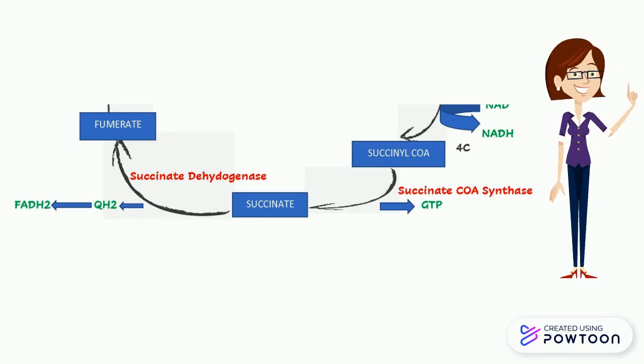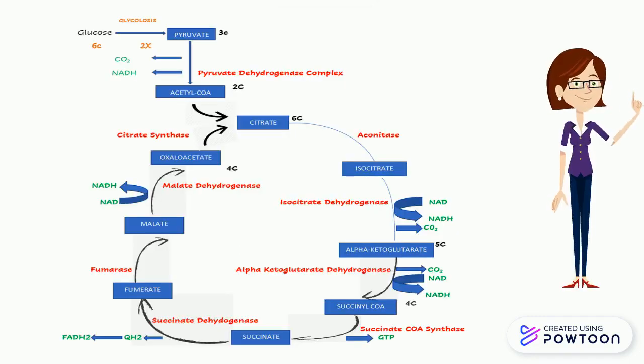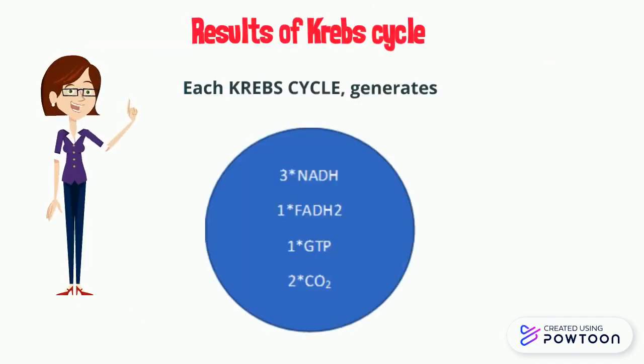Next, succinate is converted into fumarate by the enzyme succinate dehydrogenase, generating a molecule of QH2 that is used to produce FADH2. Fumarate is then converted to malate by the enzyme fumarase. In the last step, malate is converted to oxaloacetate by the enzyme malate dehydrogenase. In this reaction, also, NAD is reduced to NADH. A complete Krebs cycle. Each Krebs cycle generates 3 NADH, 1 FADH2, 1 GTP, and 2 CO2s.